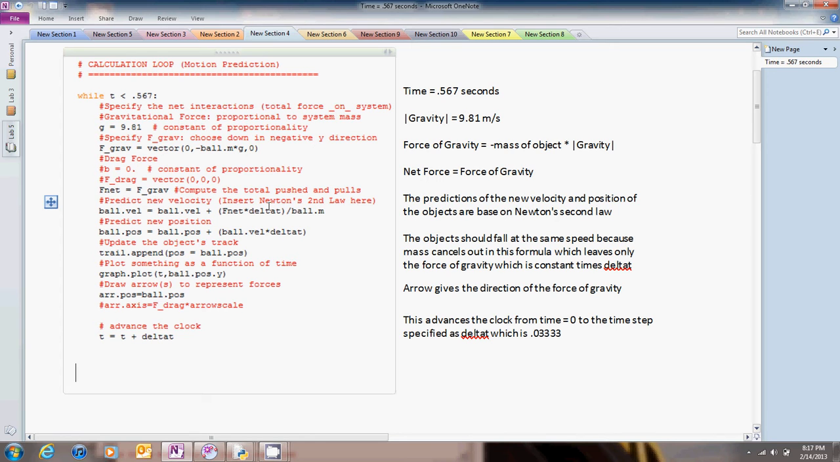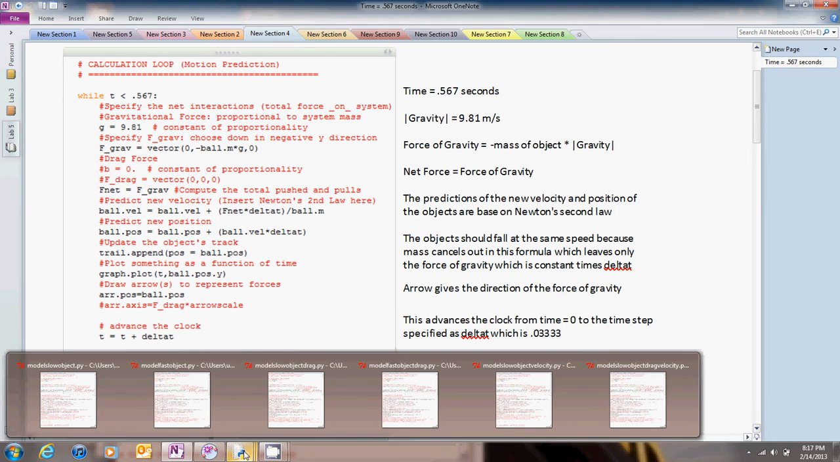law, and the object should fall at the same speed because mass cancels out in this formula. F net includes the ball's mass, so they should cancel out, which leaves only the force of gravity, which is constant, times delta t. The arrow gives the position of the force of gravity, and this advances the clock from time 0 to the time steps specified, which was 1/30th of a second.